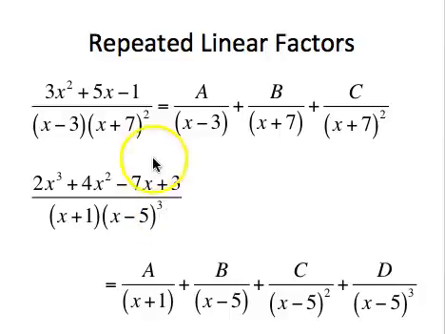For repeated linear factors, in the first example here, x plus 7 squared is in the denominator, so I need x plus 7 and x plus 7 squared. Here I have x minus 5 cubed. I need x minus 5, x minus 5 squared, and x minus 5 cubed.